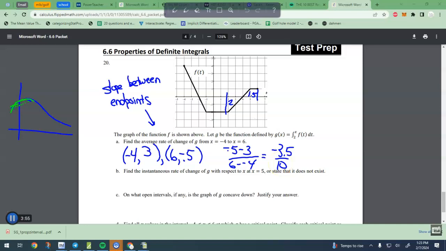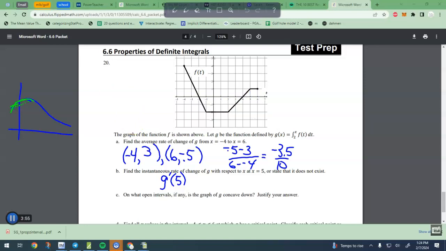I kind of rushed the counting and stuff, obviously, Izzy, but does that make sense? Like what I'm supposed to do? Okay. And then find the instantaneous rate of change of g at x equals 5. So that is basically saying find g prime of 5. So remember that the graph we're looking at is g prime.